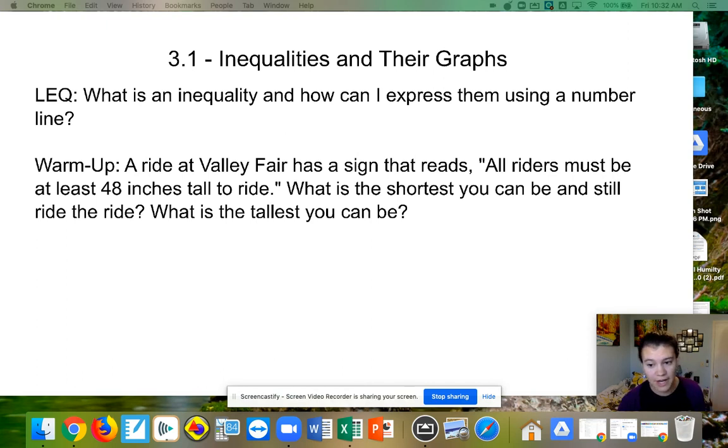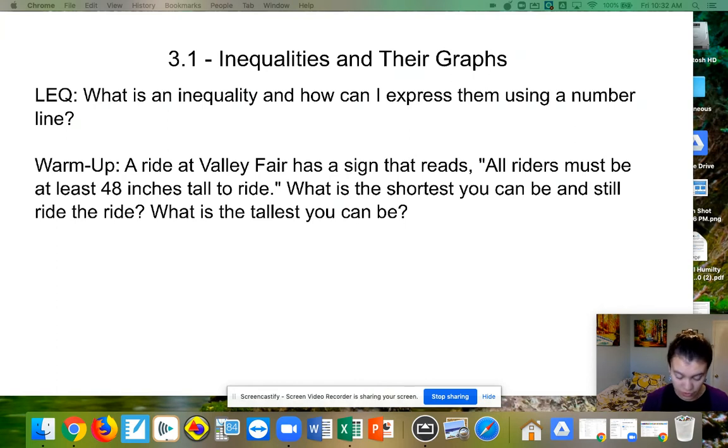All right, so today we're going to start chapter 3. So we're talking about inequalities and their graphs. As a warm-up, a ride at Valley Fair has a sign that reads, all riders must be at least 48 inches tall to ride. So what is the shortest you can be, and what is the tallest you can be? Think about that for a second, and then we'll talk about it.